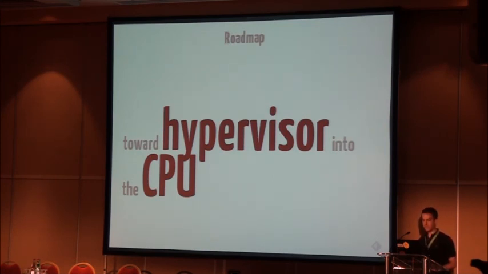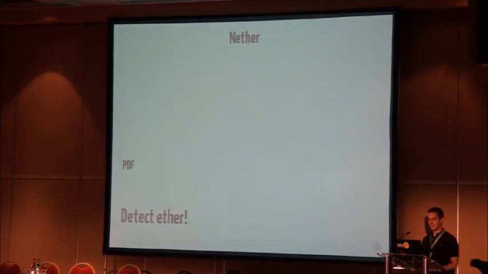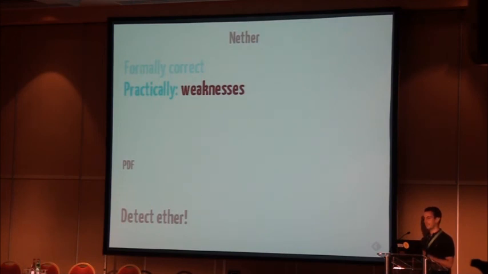Huge impact, huge TCB, trusted computing base. But several papers appeared this year to do this. We also have a countermeasure with Nether. They proved that even if Ether was formally correct for its anti-detection mechanism, practically there are weaknesses. So if you think about timing discrepancies, there is a 4% overhead, and we can detect it. Okay, you have the PDF here. I can explain it in a few minutes, but it's okay.